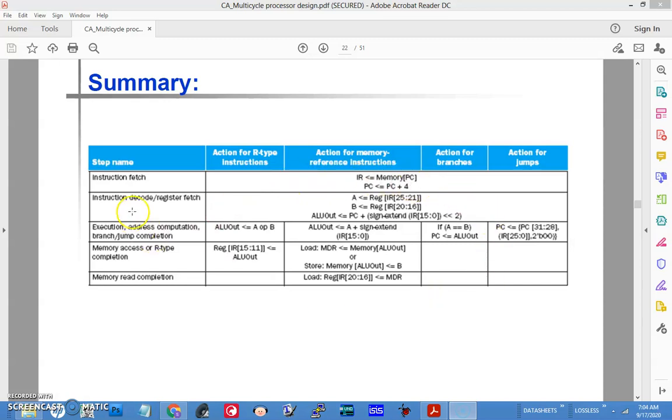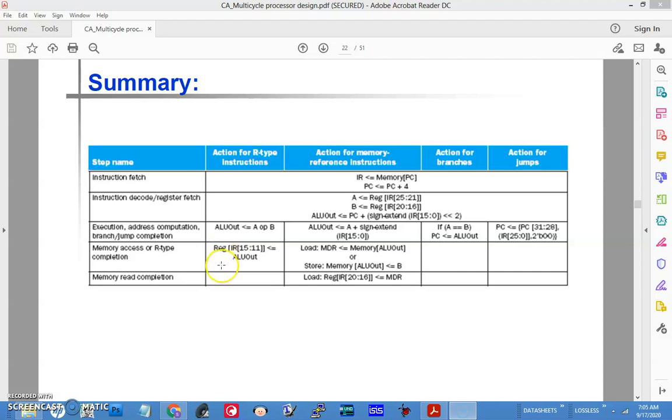If you look at this table, instruction fetch is common for all the instructions: R-type, memory reference, branches and jumps. Then instruction decoding is also common for all instructions. Then the execution is dependent on the type of instruction. If it is an R-type, you do it in a particular style. For memory reference, you go ahead with target address computation, and for branches you need something else, and so on. So if you look at this table, you can clearly tell me what stage is happening in a particular clock cycle.